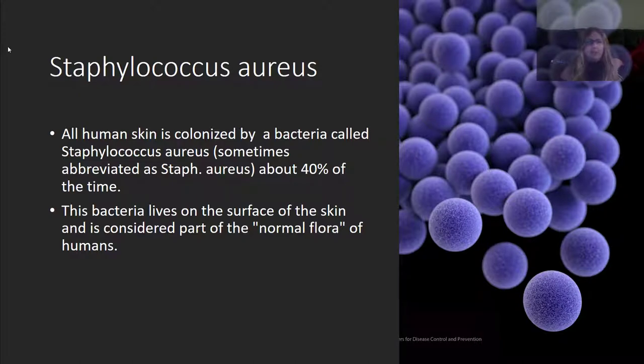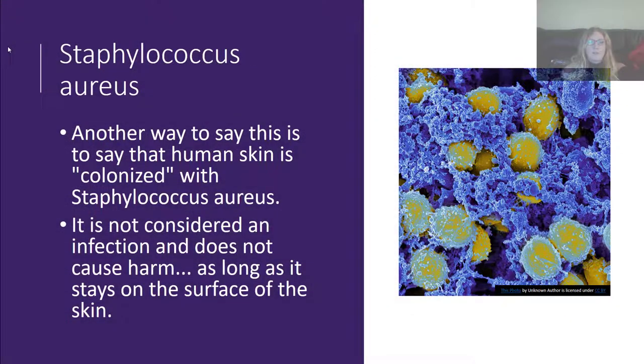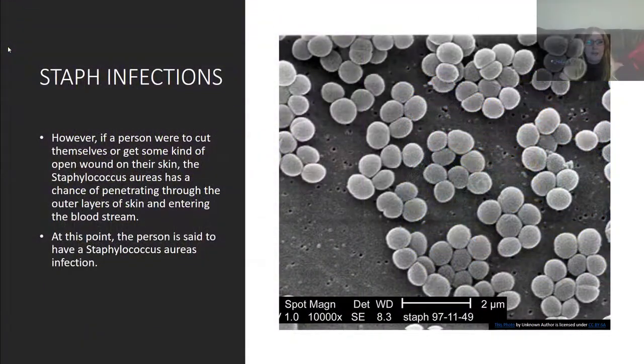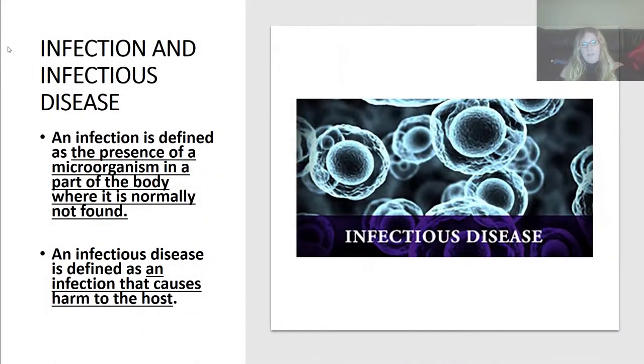So an example of a natural flora that we have on our skin is Staphylococcus aureus. About 40% of the time we've got Staphylococcus aureus that exists on our skin and has colonized us and calls us home. And it's okay, don't be too creeped out. It doesn't cause us harm as long as it stays put on our skin. However, if we have this on our skin and we cut ourselves open, this Staphylococcus aureus can penetrate the deeper layers of the skin and may end up entering the bloodstream. Now, once that flora has crossed over into the bloodstream, at that point, it is called an infection.